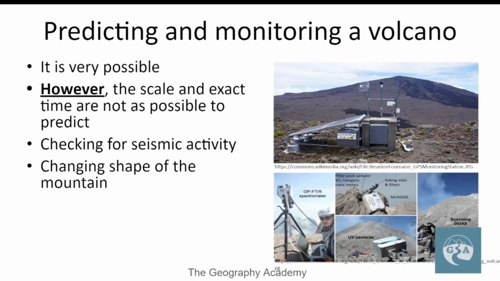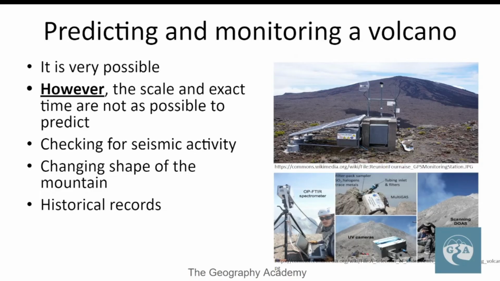The changing shape of the mountain, as I mentioned with pyroclastic flow, so just before a big pyroclastic flow we might see a dome developing on the side of a volcano. So when it erupts, it might erupt sideways like this as a pyroclastic flow, which is very lethal. So we would monitor any changes and deformation of the mountain very closely with things like GPS and cameras.